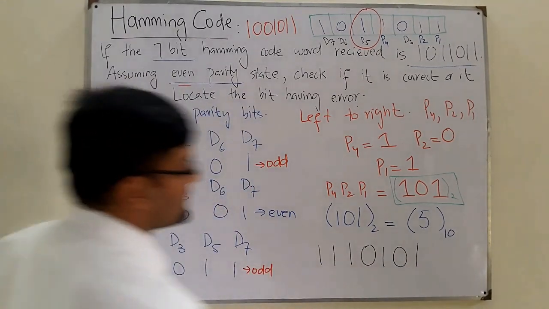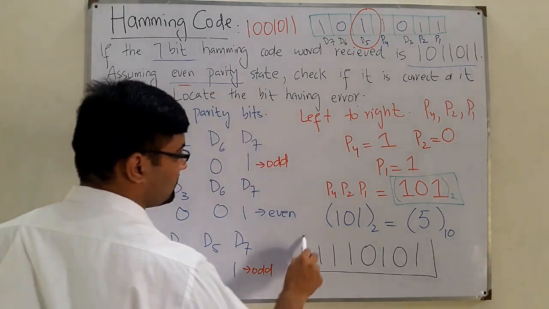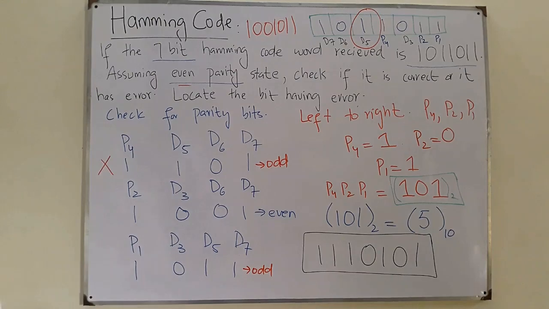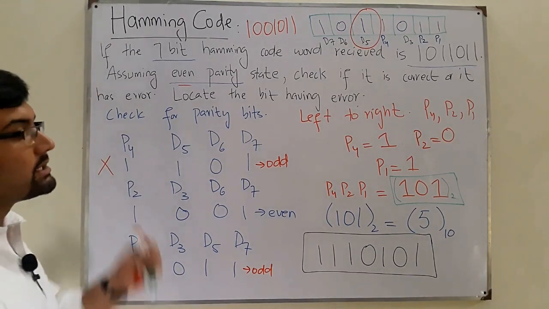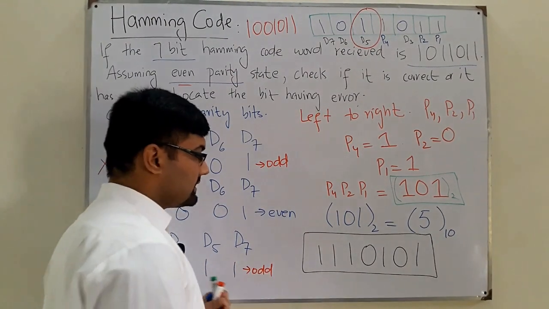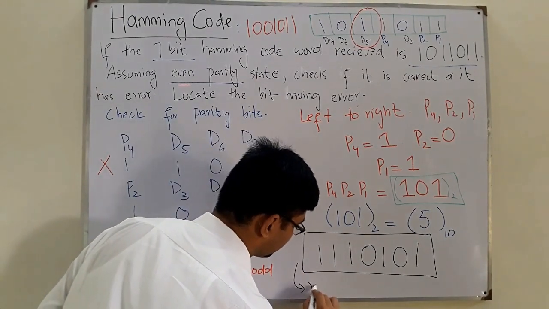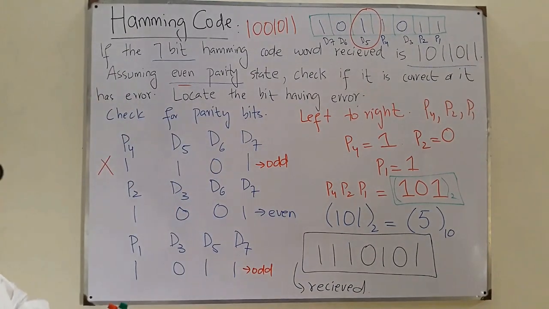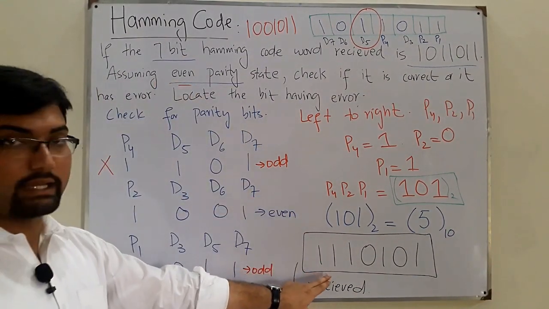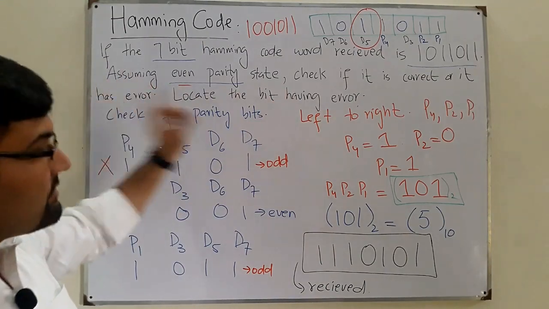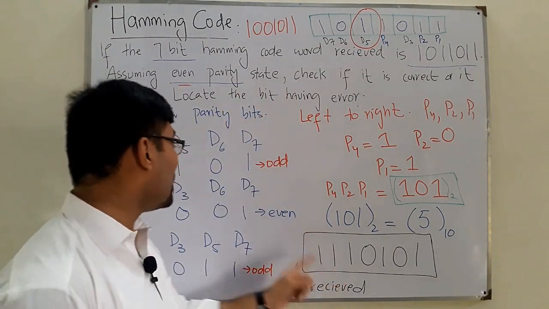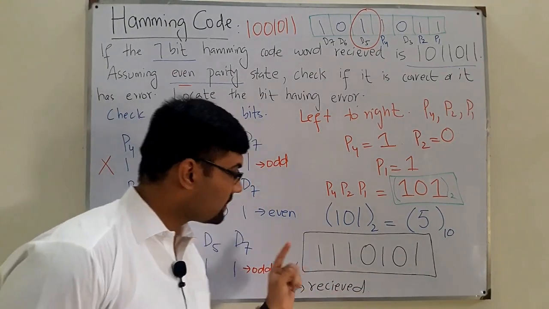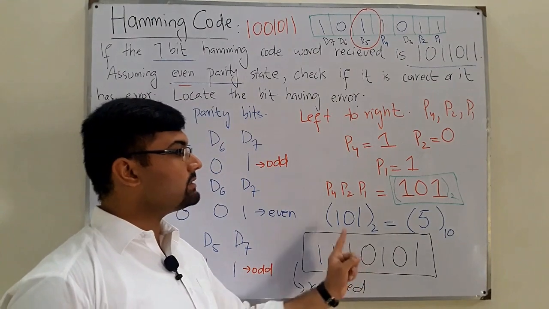Now this is, let's say, the received signal, the received Hamming code, all right? So you check this for an error. This is the received code. And let's say you have the same example. If the 7-bit Hamming code received is this thing now, all right, so assuming even parity, check if it is correct or wrong. Or if it is wrong, locate the error. 1 1 1 0 1 0 1.